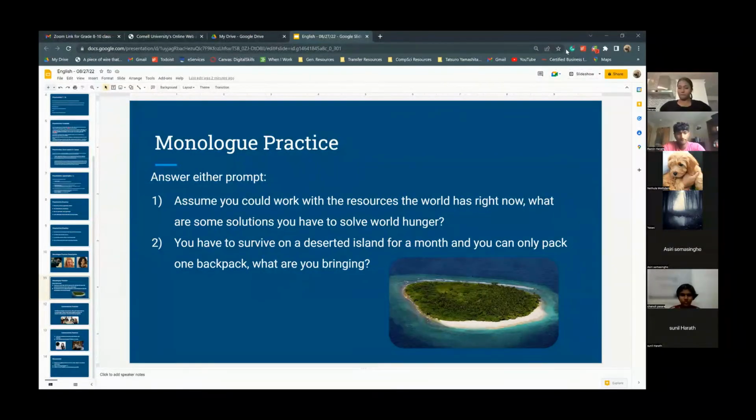Assume you could work with the resources the world has right now. What are some solutions you have to solve world hunger? Teacher, can I have a budget? A budget is a big thing when you're working with that. Yes. How much would be a budget?